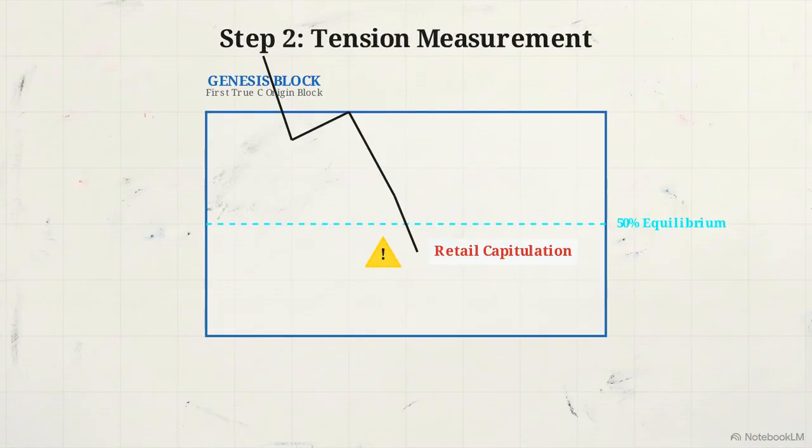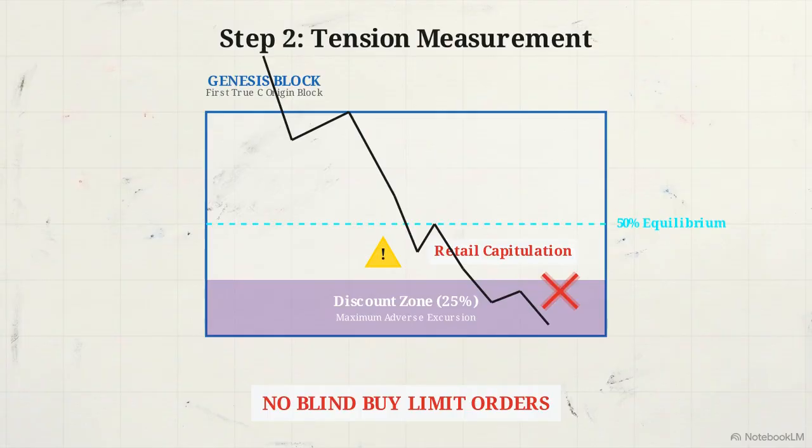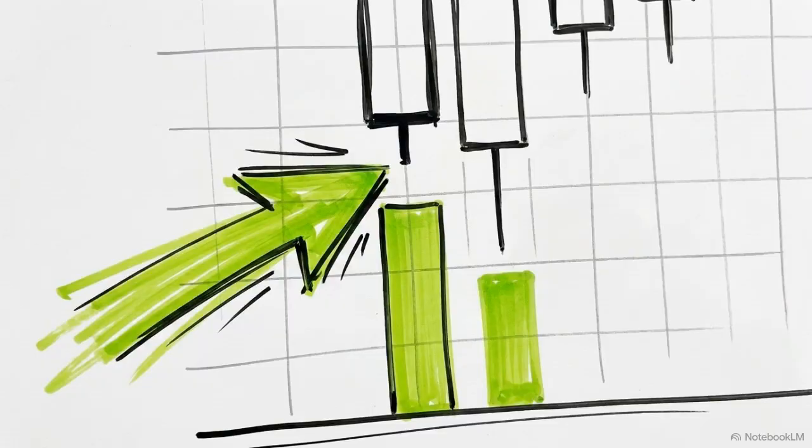Step 2 is tension measurement. We wait for price to reach maximum adverse excursion, stretching deep into the bottom 25% discount zone. At this stage, a strict negative constraint applies. You must never place blind buy limit orders while price is still falling through this area. Step 3 is the snap. Execution requires dropping down to lower timeframe data to confirm that institutions are actually stepping in to absorb the selling pressure. We look for a specific lower timeframe confirmation signal known as the True C matrix.